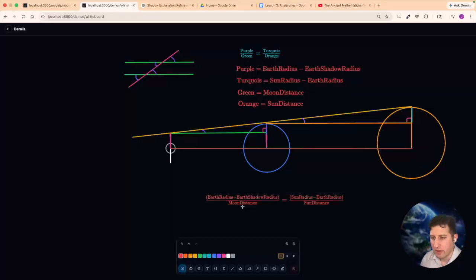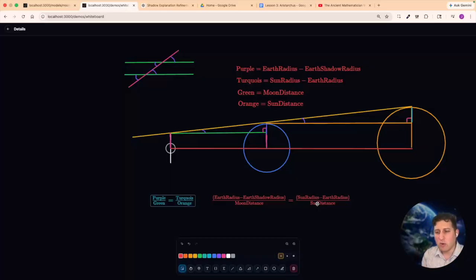So here we have it. I wonder if you got the same thing as me. This is just taking our formula up here, right? Purple divided by green is equal to turquoise divided by orange. Well, I've replaced purple with Earth radius minus Earth shadow radius over the moon distance, right? That's what the green one is. Well, that is equal to the sun radius minus the Earth radius over the sun distance. I just substituted things in.